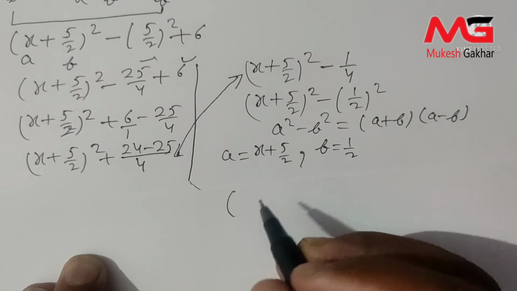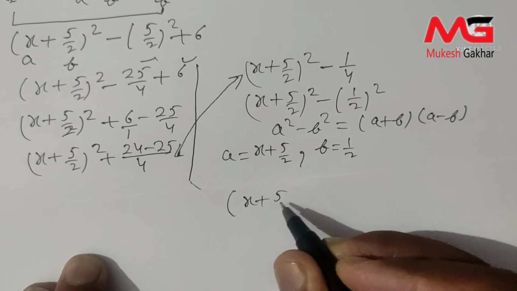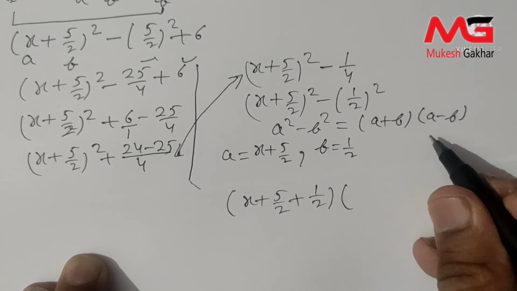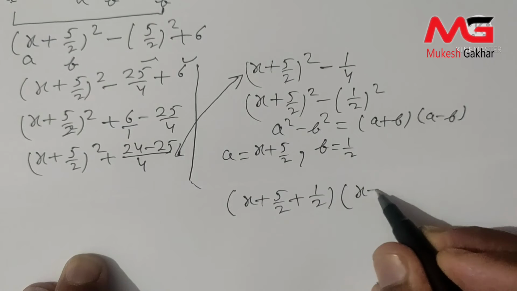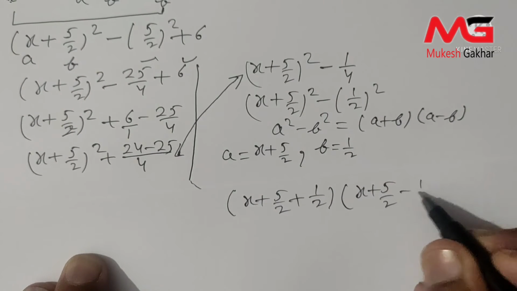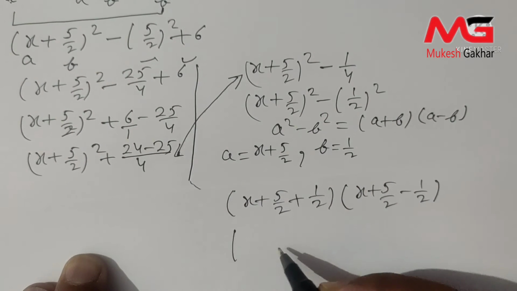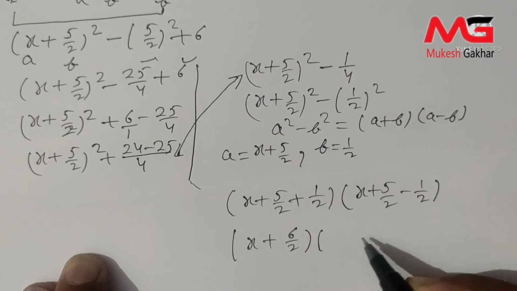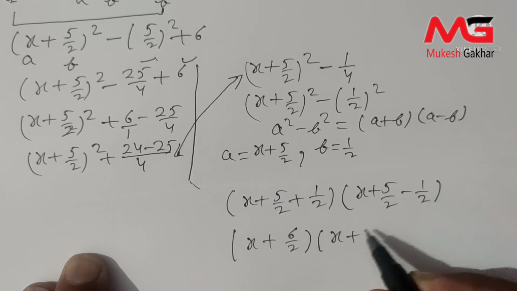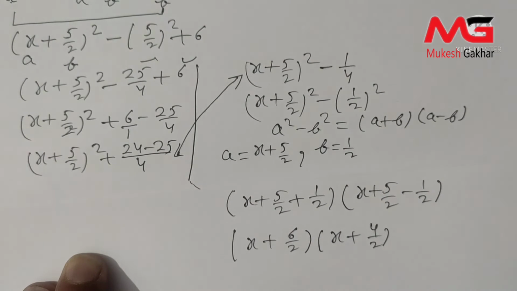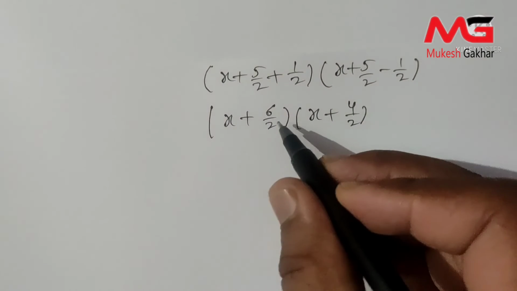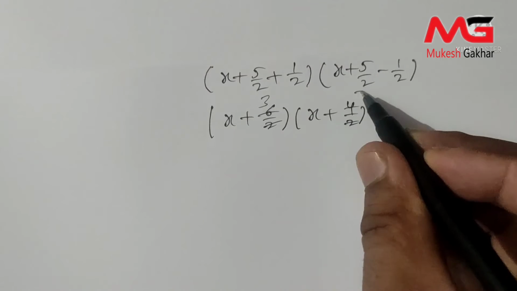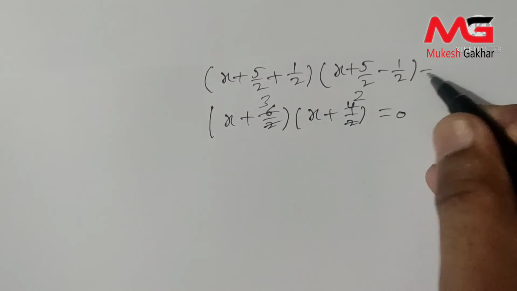So what is the value of a? x plus 5 by 2 plus b, which is 1 by 2, in one bracket. In the other bracket, a minus b: a is x plus 5 by 2 minus 1 by 2. It will be x plus, you can take LCM, 6 by 2 in the first and 5 minus 1 is 4 by 2 in the second. You can cut 2 into 6, it will be 3, and it will be 2. It is equal to 0.